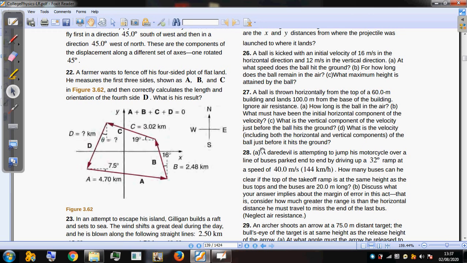For that, we need to calculate the horizontal and vertical components of all of the vectors.